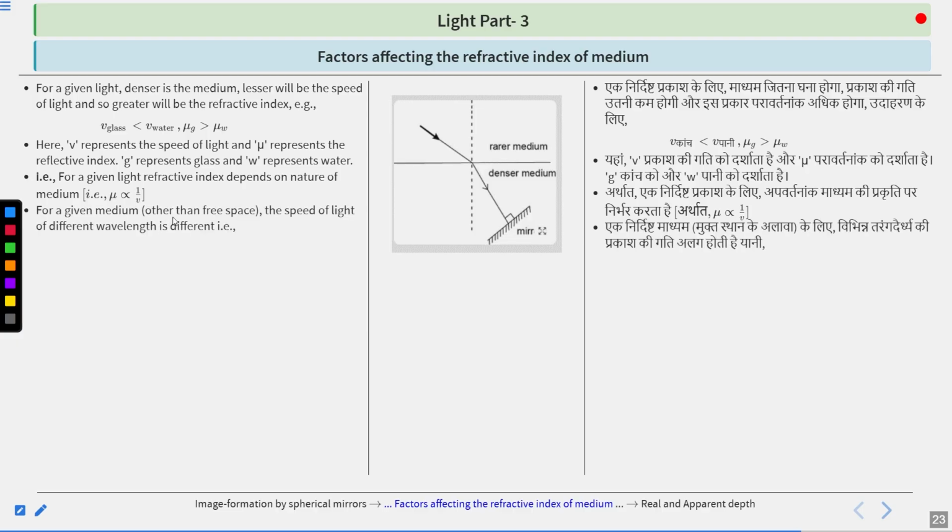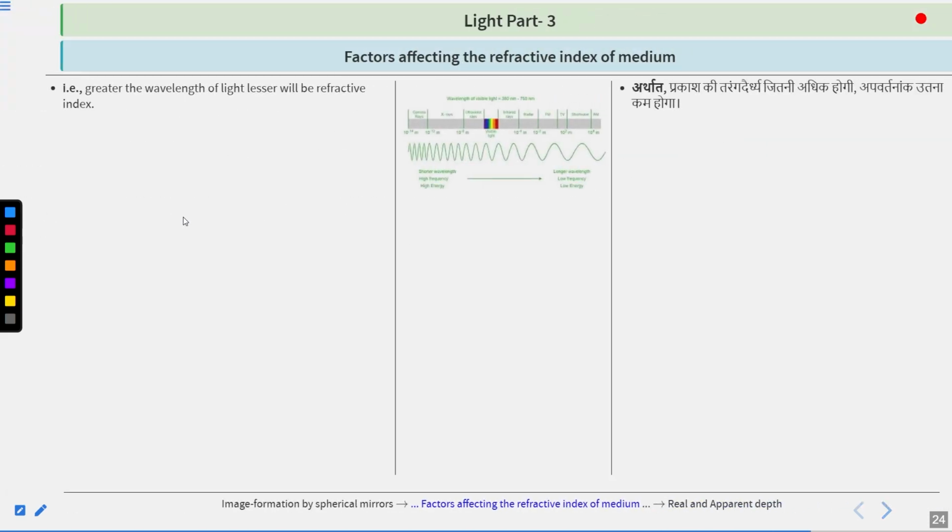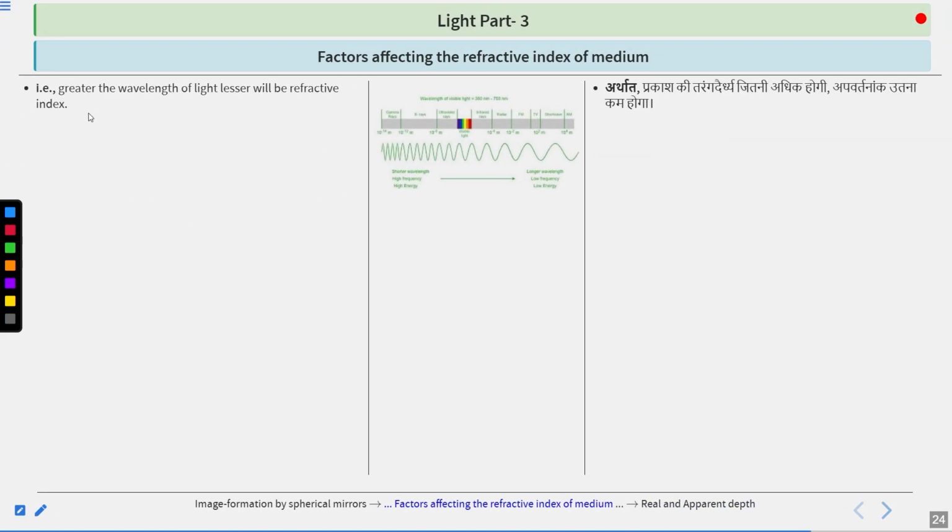For a given medium other than free space, the speed of light of different wavelength is different. Therefore, V is directly proportional to lambda, and mu equals C by V, so mu is directly proportional to 1 by lambda. Therefore, the greater the wavelength of light, the lesser will be the refractive index. Second condition: if the light has a greater wavelength, the refractive index will automatically be low.